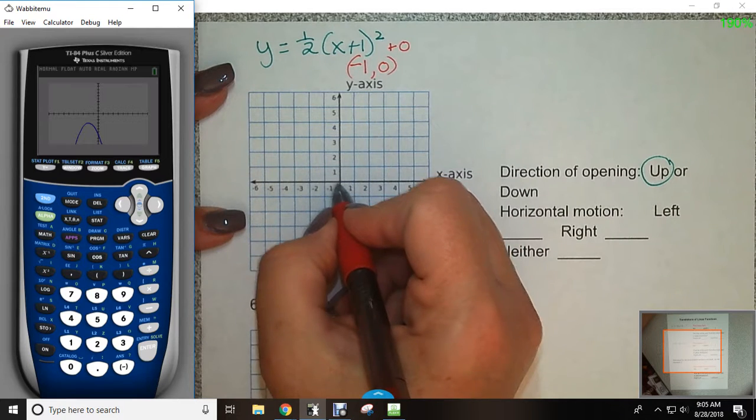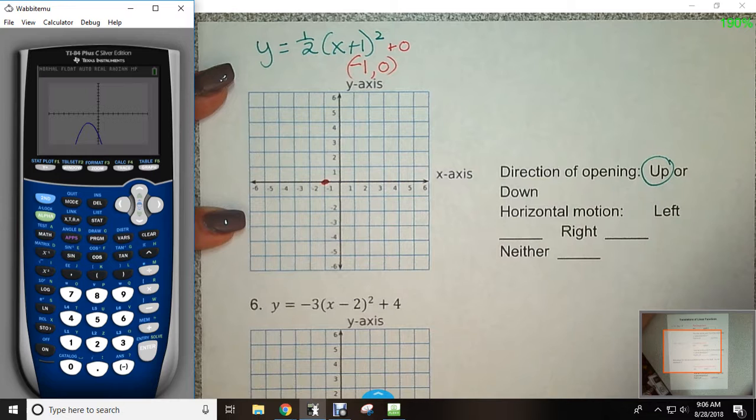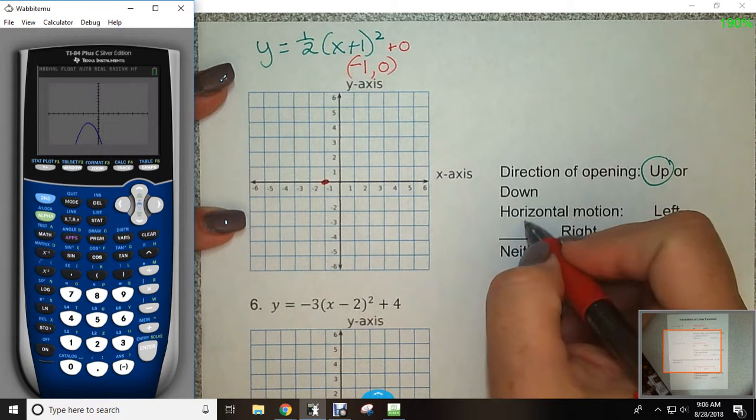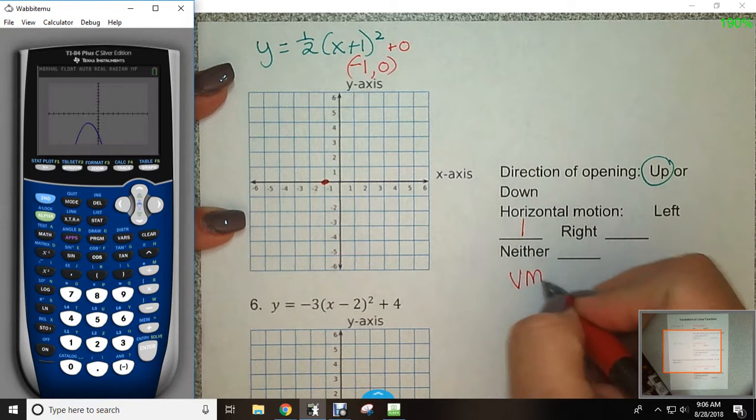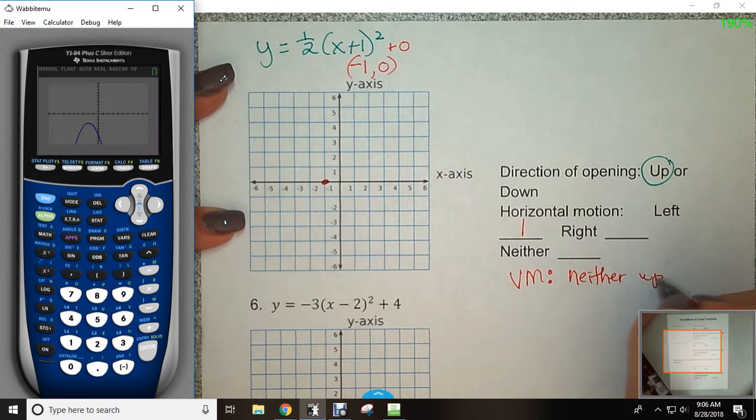So what I'm going to do is move left 1 and up 0. So my horizontal motion is left 1. My vertical motion is neither up or down.